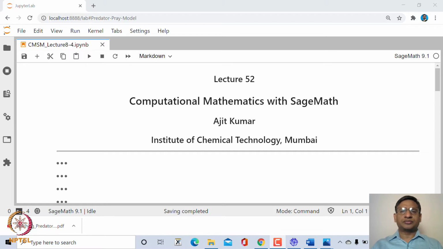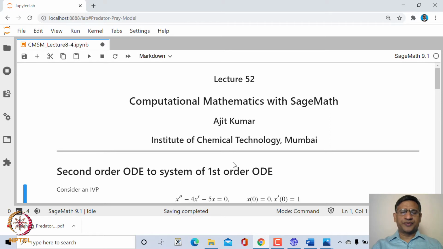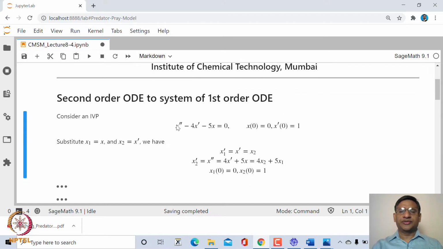for solving initial value problems. So, let us start with an example. Suppose you have a differential equation x double dash minus 4x dash minus 5x equal to 0, that is a homogeneous second order linear differential equation, where x(0) is equal to 0, x dash at 0 is 1. We want to convert this into a system of first order linear differential equations. So, how do we do that?